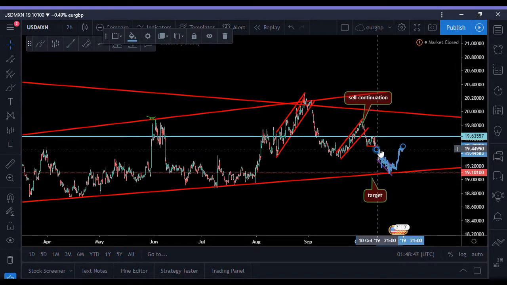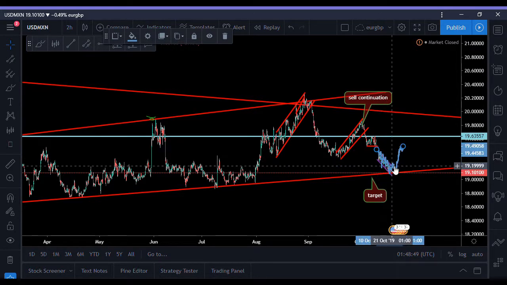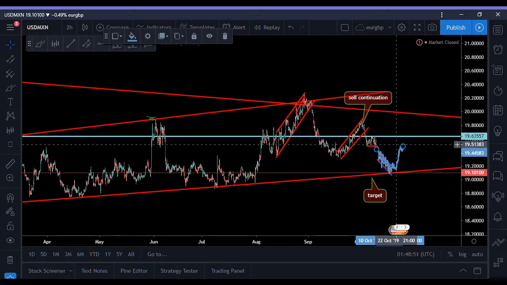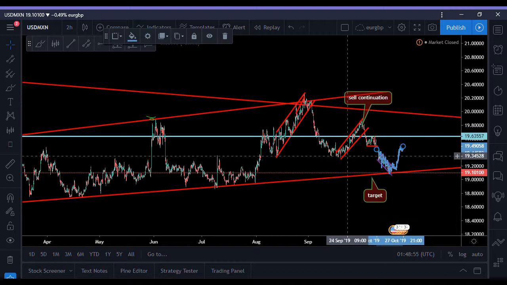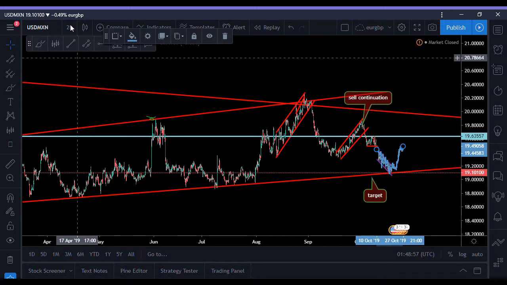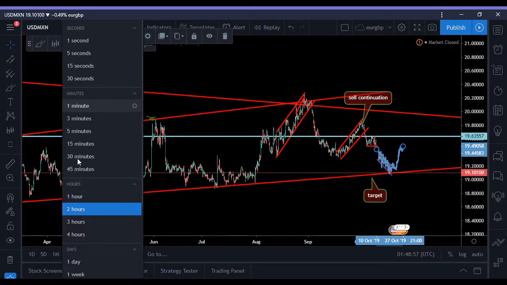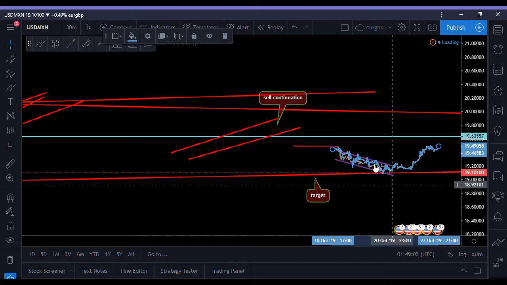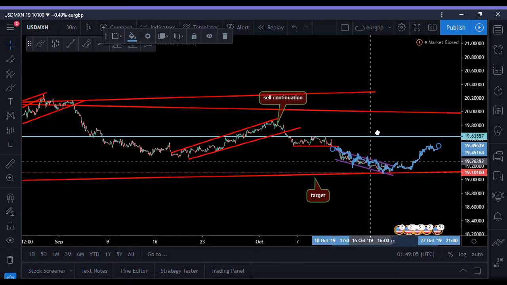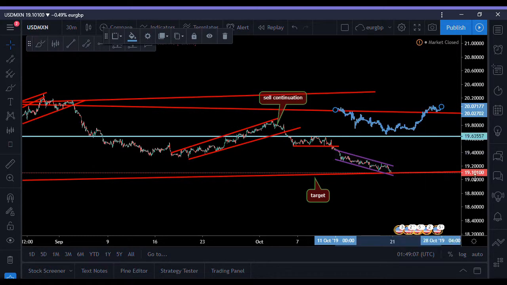As you can see from this movement, moving in a descending channel, check what happened. So this is my anticipation. This is what price is going to do. Let's go to the 30-minute time frame and see exactly what's going to happen. I'm going to move this, just put it here.